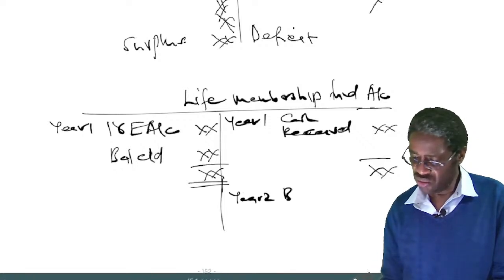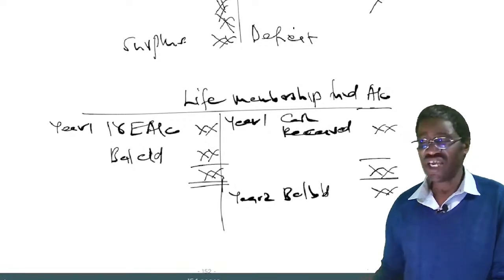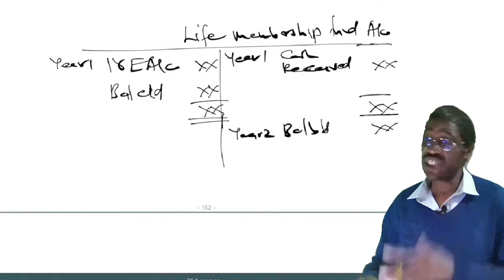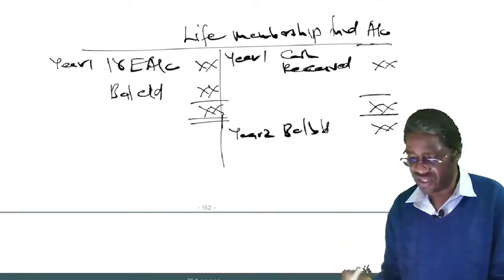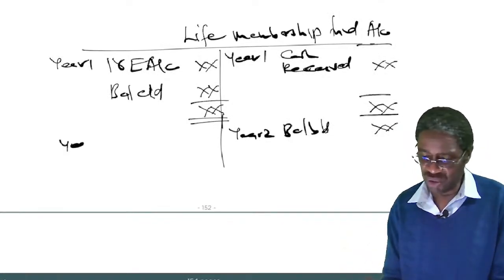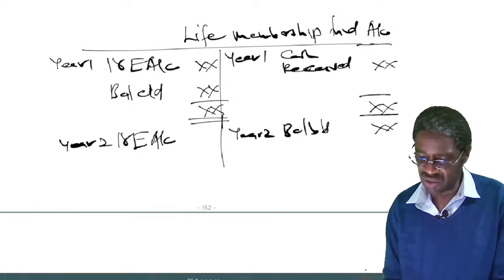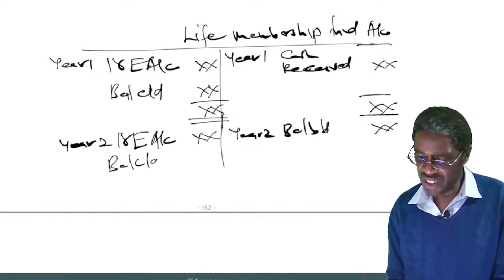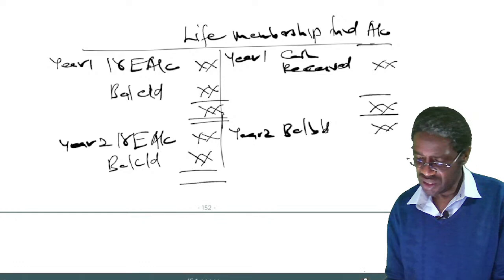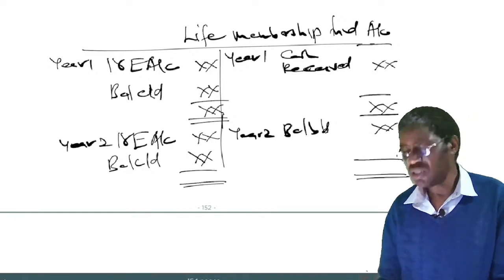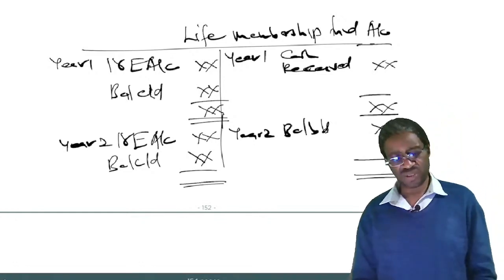This is year two, balance brought down. Then again, maybe by end of year two, you transfer another 10,000, whatever it is that you will find out from the question. Year two, to the income and expenditure account, how much is it? Whatever it is, then you keep carrying down. That's how we deal with the life membership account.